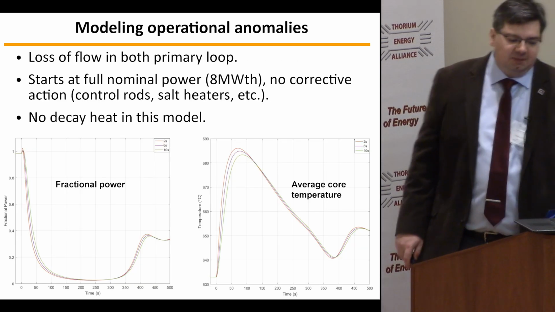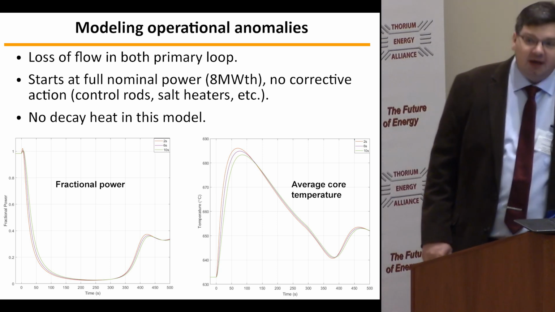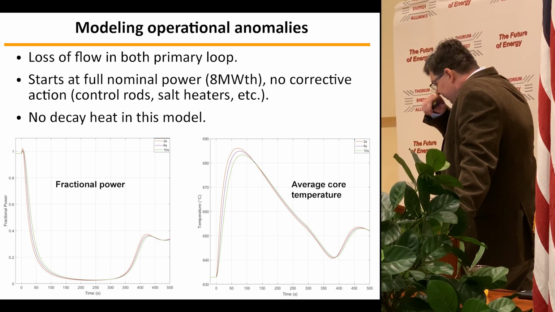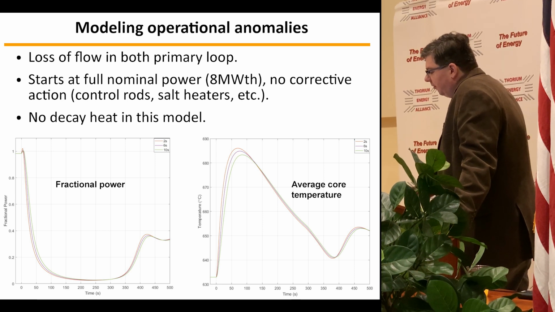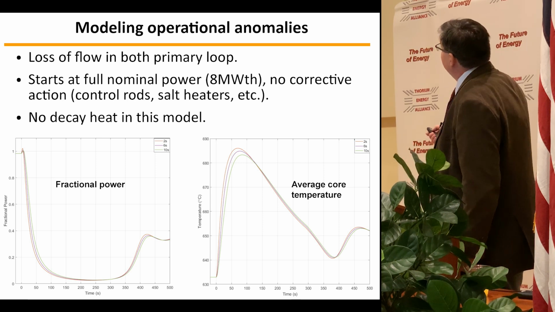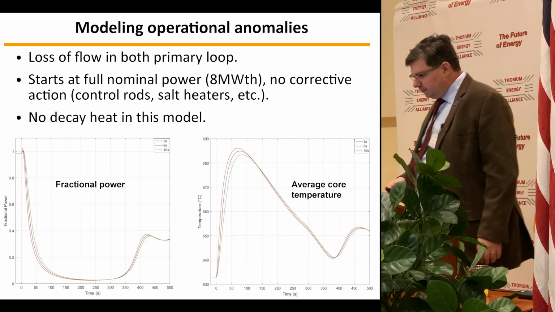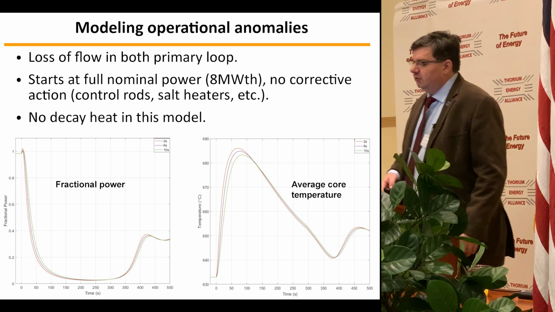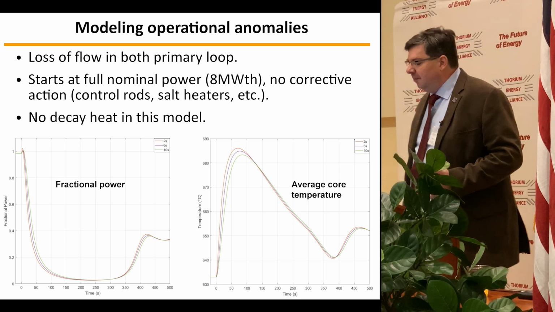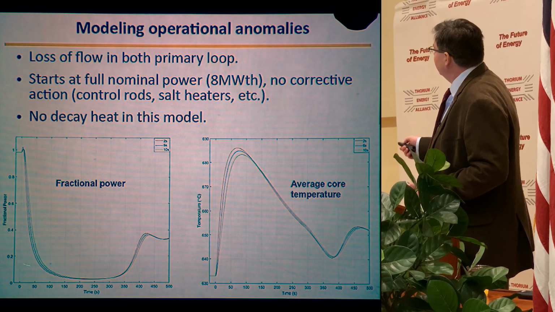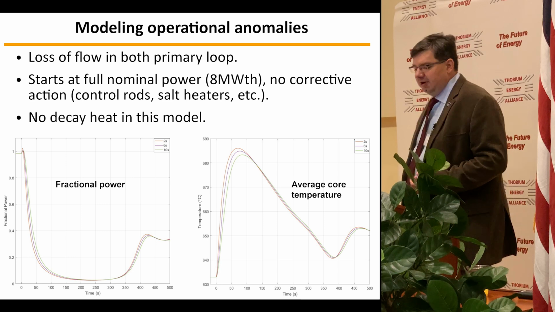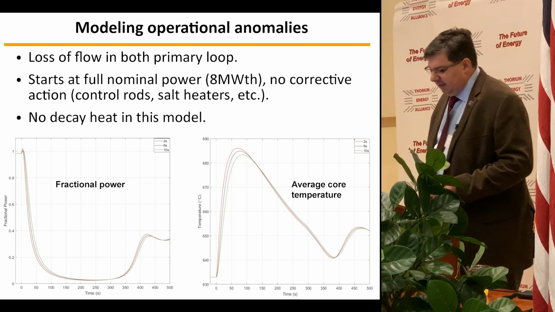I spoke about the modeling of operational anomalies and accident transients. What happens when your pump trips? We can model that in our tools. We can postulate coast down times of the primary pump of 2, 6, and 10 seconds. And here we see what happens to the fractional power. And here you see what happens to the average core temperature during that transient.